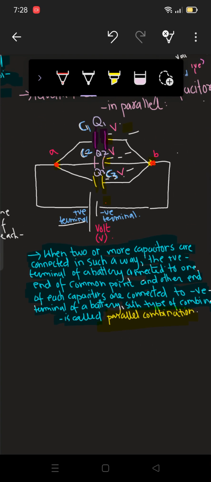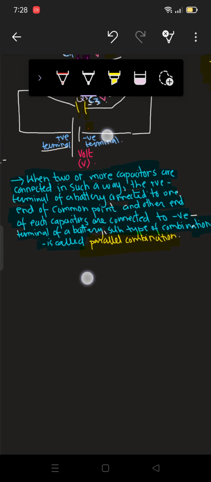Initially we made a diagram. We made three capacitors, we connected them with the positive and negative terminal of the battery, and we came to know that they are going to store the same potential difference, however different charges. So here we wrote the definition of the parallel combination, or capacitors in parallel.